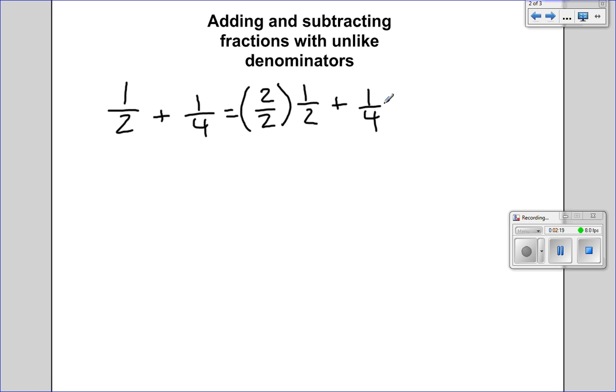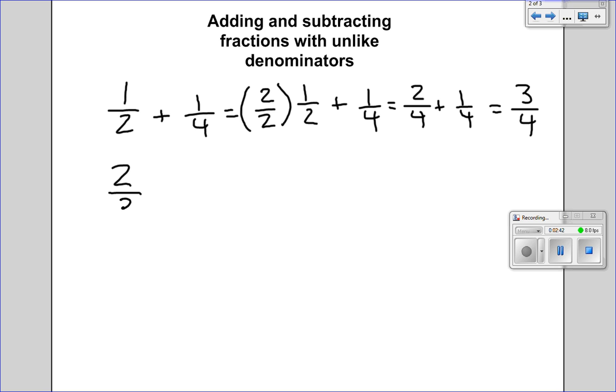So if I change this, I get 2 times 1 is 2. 2 times 2 is 4. So 1 over 2 became 2 over 4. And then plus 1 over 4, which stayed the same, equals 3 over 4. So when I'm trying to add fractions, I need to make sure that they have a common denominator.